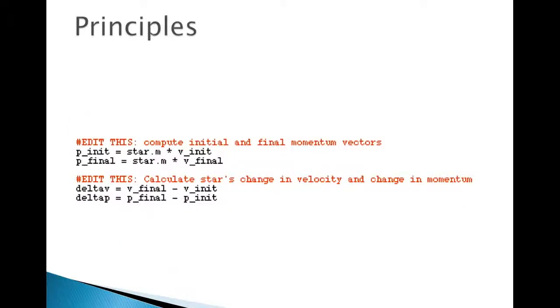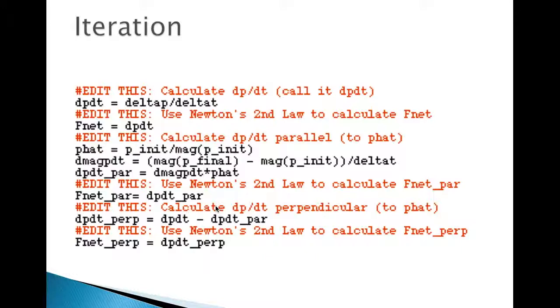Some of the variables that need to be defined to execute these principles are that the initial momentum is equal to the star's mass times the initial velocity, and the final momentum is equal to the star's mass times the final velocity. And then you can define delta v and delta p to be equal to, respectively, the final velocity minus the initial velocity, and the final momentum minus the initial momentum.